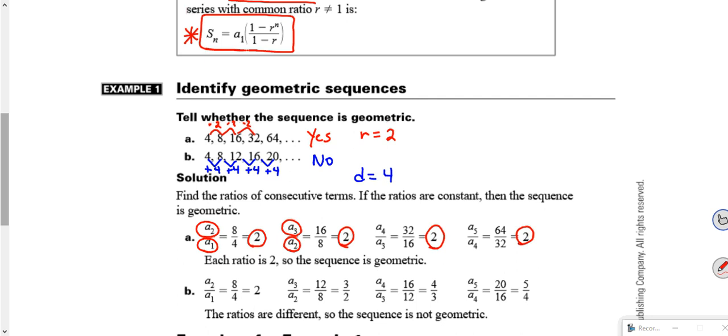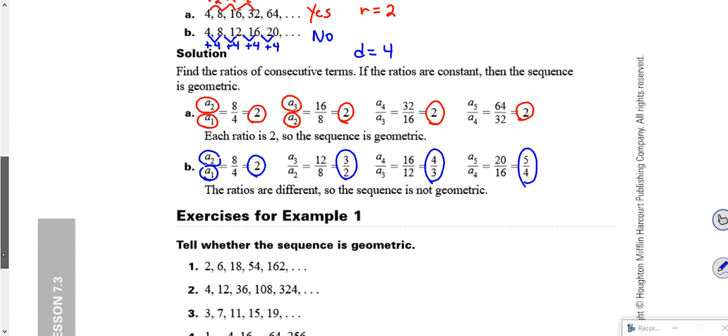And if you look down here at part B, obviously that doesn't yield the same results. If we're looking for a ratio, we take the term to the right over the term to its immediate left. So the second over the first term, again, 8 over 4 gives me 2. But when we keep going, the third over the second term gives me 3 halves. The fourth over the third term gives me 4 thirds. The fifth over the fourth term gives me 5 fourths. Not the same. So in order for it to be a geometric sequence, the r has to be constant. That's the ratio. So let's look at some of these.